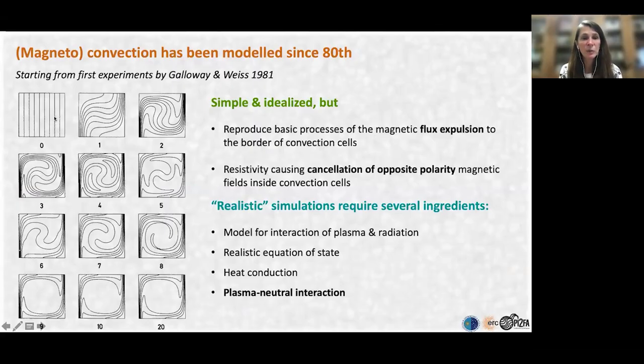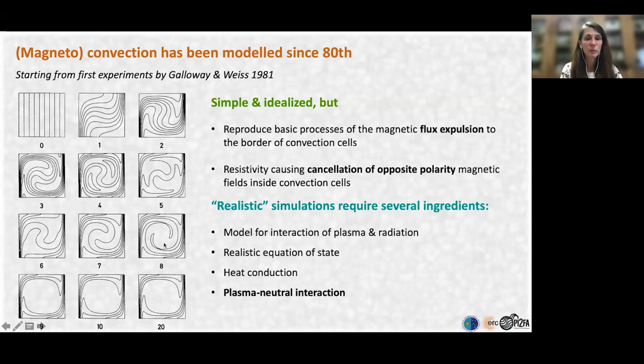And the first idealized models were looking like what we have here in this picture from the work of Galloway and Weiss of '81, and this picture already picks up all the basic processes that we have in the sun. So if initially we have these vertical magnetic field lines, then plasma moves these magnetic field lines passively, and it produces this kind of a vortex.